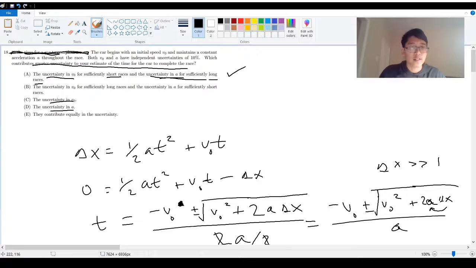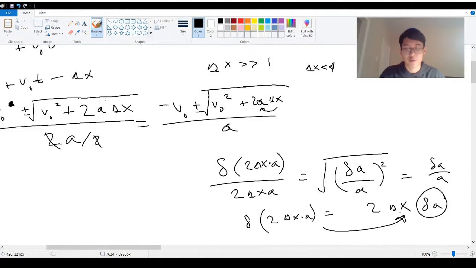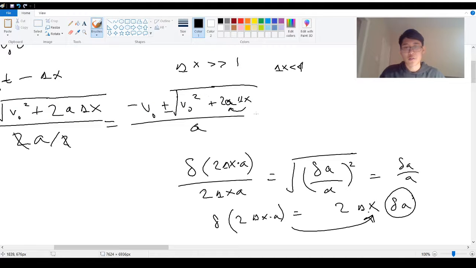Let's convince ourselves of the opposite, that the uncertainty in V naught is the more important one for sufficiently short races. Okay. So for sufficiently short races, delta x is very, very small, so we can approximate this to be approximately 0, right? So that means it will just be the square root of v naught squared, so that's just v naught plus or minus negative v naught, right?